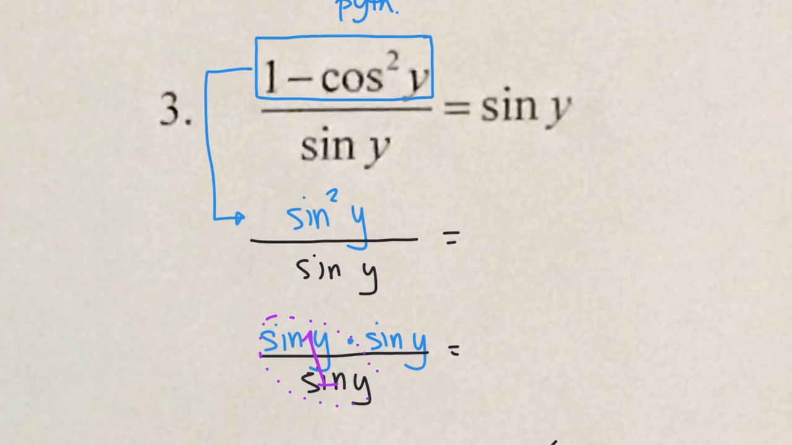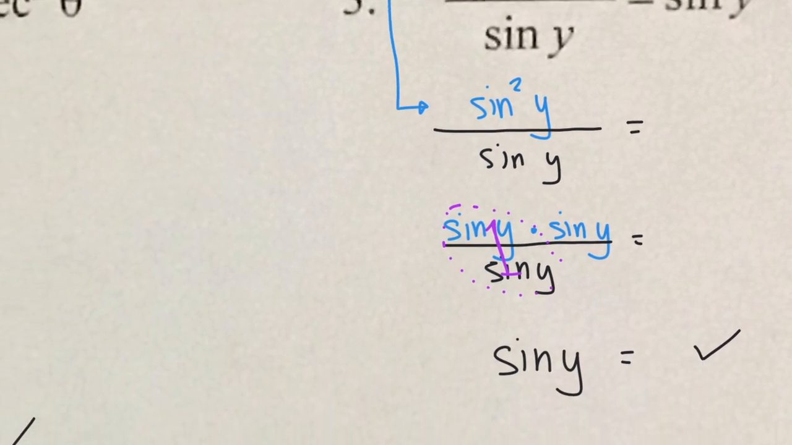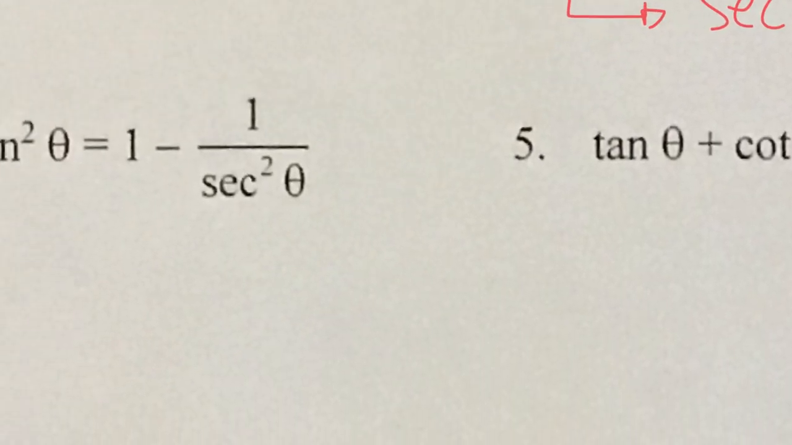Okay, so we are using our Pythagorean identity, and then we're using some basic algebra principles of squaring. What does it mean to square something? Well, that means to multiply it by itself. So one of the sines in the numerator cancels out with one of the sines in the denominator, and we're left with a sine from on top. Okay, hopefully we're getting the hang of this now.